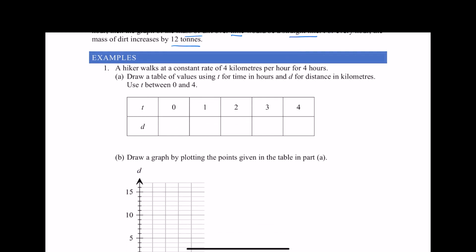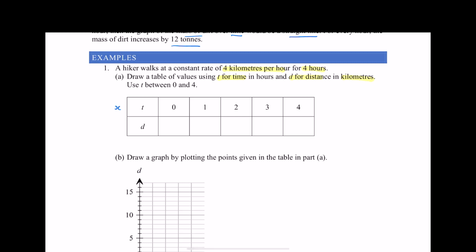A hiker walks at a constant rate of 4 kilometres per hour for 4 hours. That's important: 4 kilometres per hour for a maximum of 4 hours. It says draw a table of values using T for time in hours and D for distance in kilometres. I've set up the table to start with.